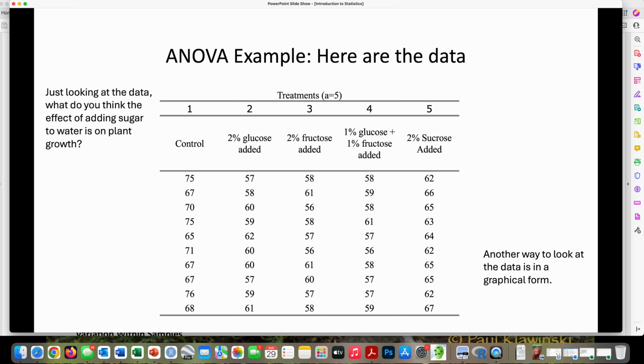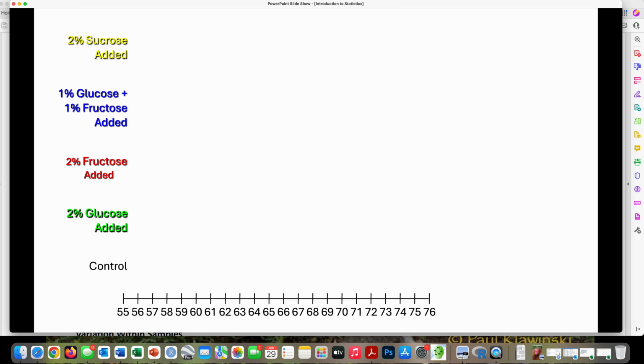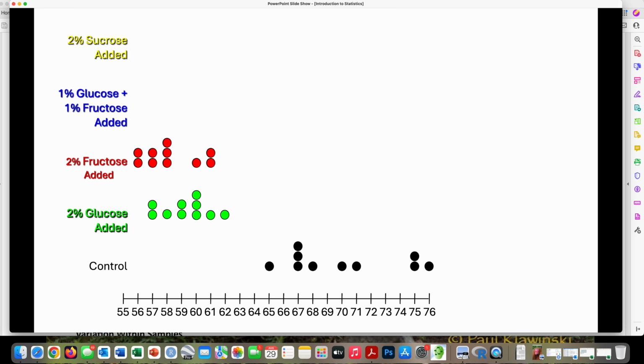But you can also look at these data in a graphical form. So I created a graph on the next slide that shows one way of visualizing the data. And you just put the growth increment along the bottom. You put the different treatments in rows essentially, and then you can plot the individual data points to see where the data points land. And we can do that for the control: 2% glucose, 2% fructose, 1% of glucose, 1% fructose, and then the sucrose. And then they're just stacked on top of one another when they have the same growth increment.